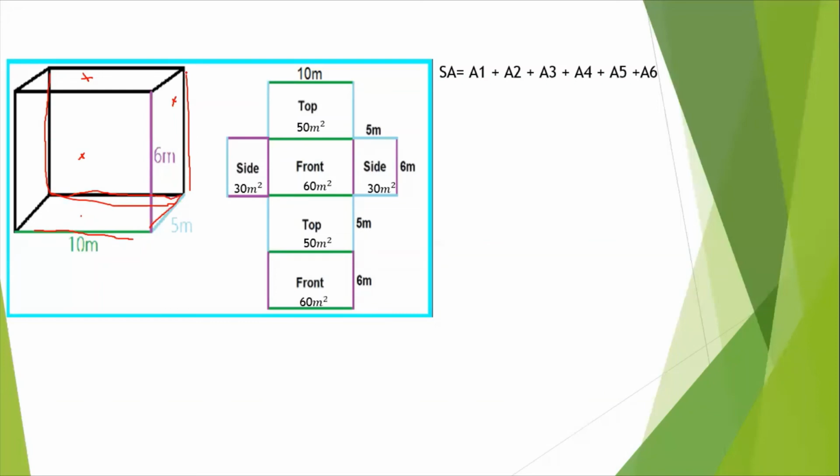And to find its surface area, all we have to do is add them all. So we have 50 meters squared plus 30 meters squared plus 60 meters squared plus 30 meters squared plus 50 meters squared and lastly plus 60 meters squared. We get a total surface area of 310 meters squared.